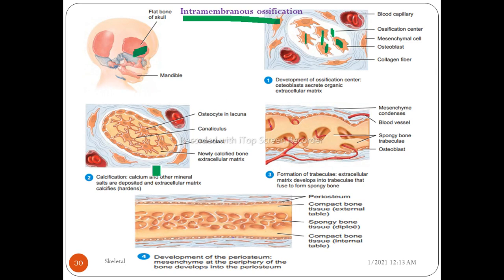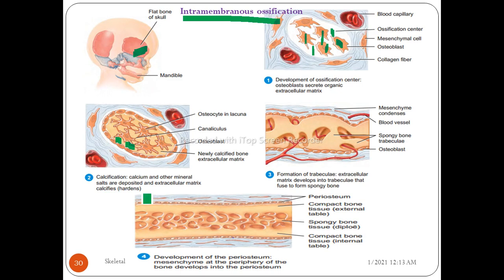In the second step, calcification occurs. Calcium and other mineral salts are deposited, and the extracellular matrix calcifies or hardens. This means that this is bone matrix. When calcium and other minerals are deposited in this bone matrix, it is hardened or calcified. So it will become hard, like cement.